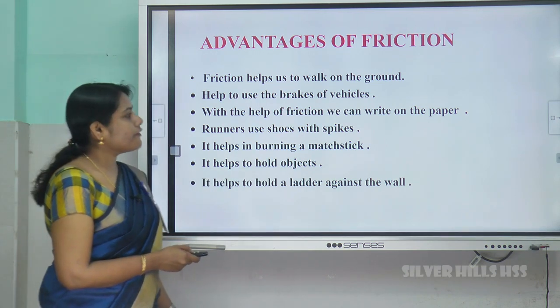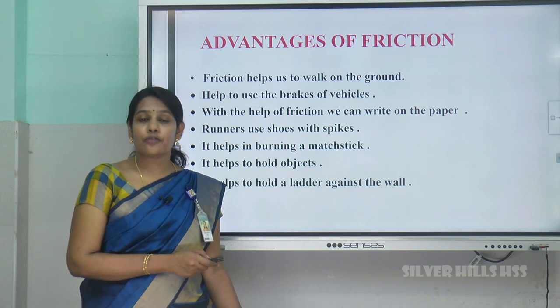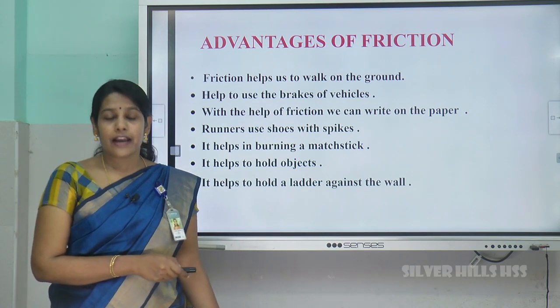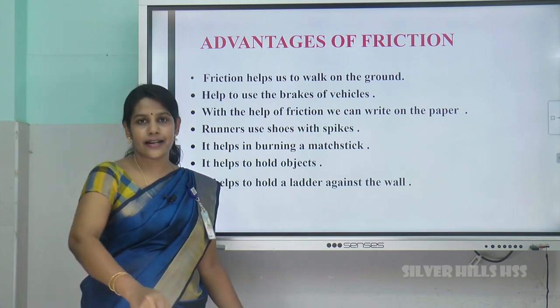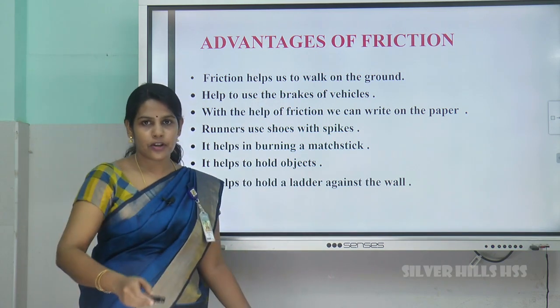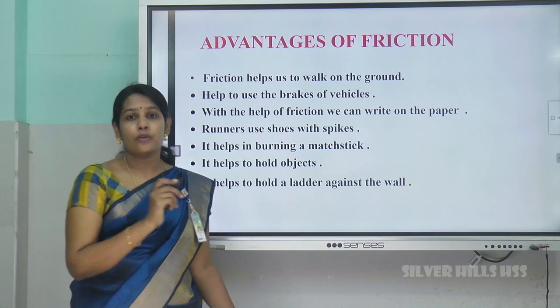With the help of friction, we can write on the board. In order to write on the board also, we need friction. If there is no friction, I'll just keep the chalk on the board and immediately you can see that it slides down. Again, I'll keep it, it slides down. So there is friction while we write on the board.